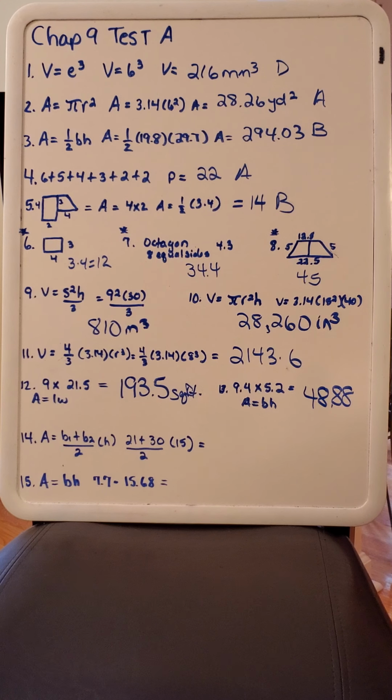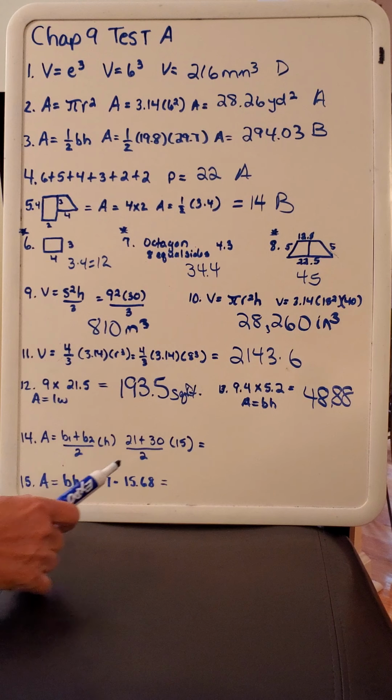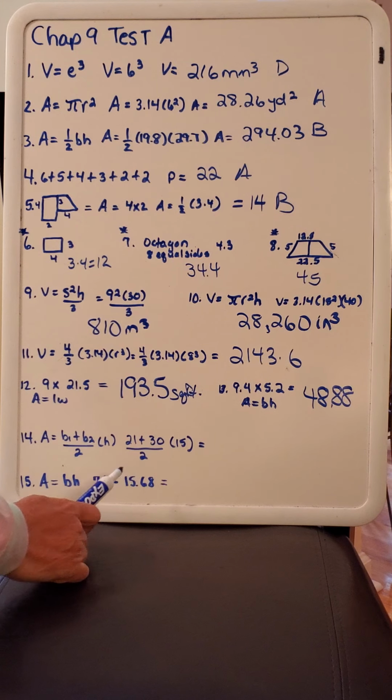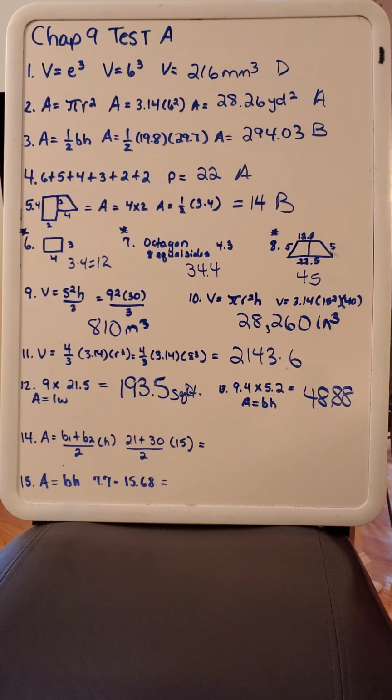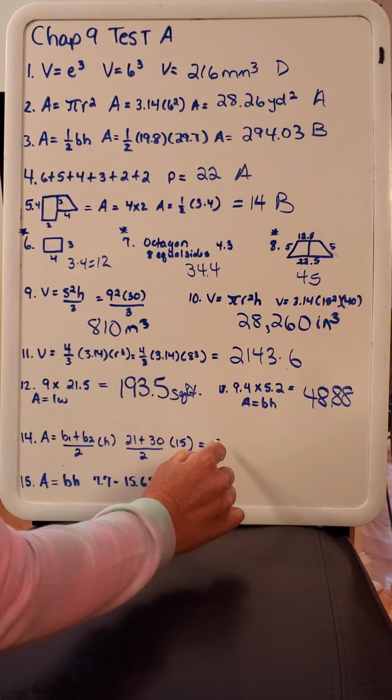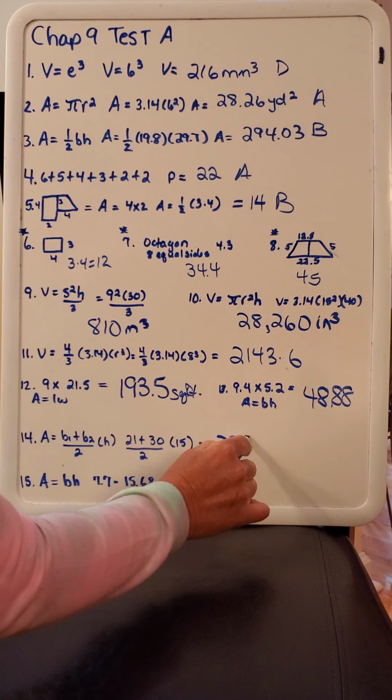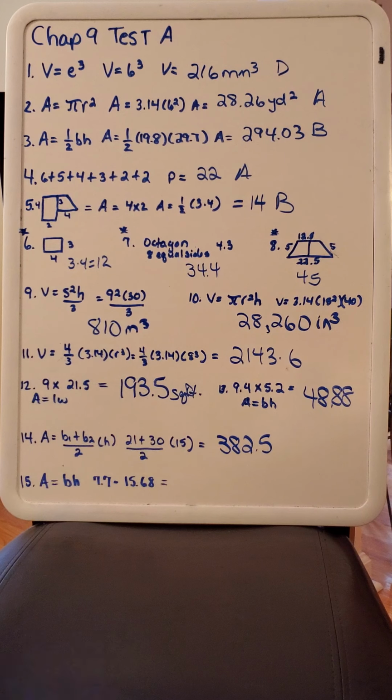Number 14, we're going to find the area of the trapezoid. So with the trapezoid, it is base 1 plus base 2 divided by 2, and then multiply it by the height. So 21 plus 30 divided by 2, and then multiplied by 15 is going to be 382.5.